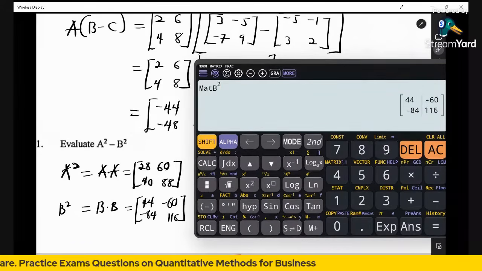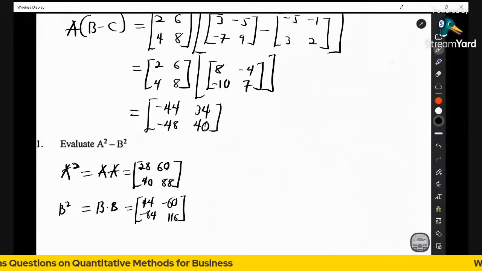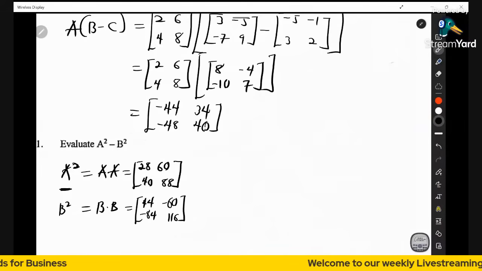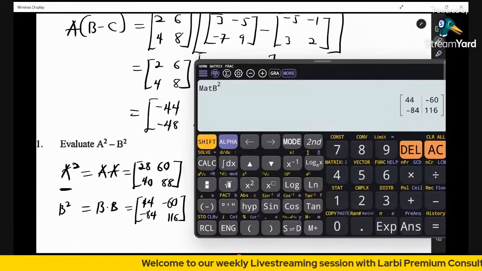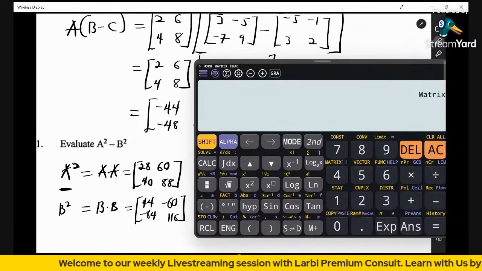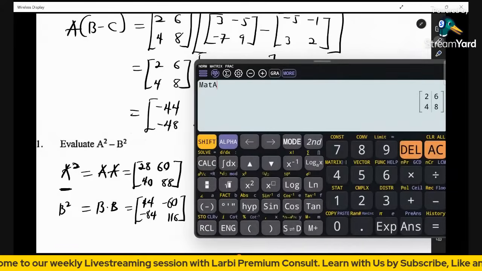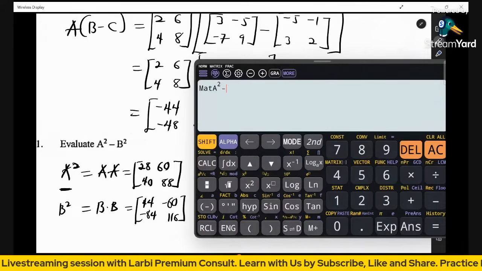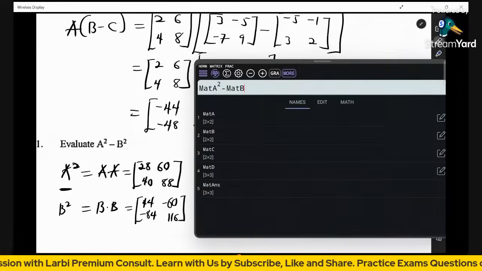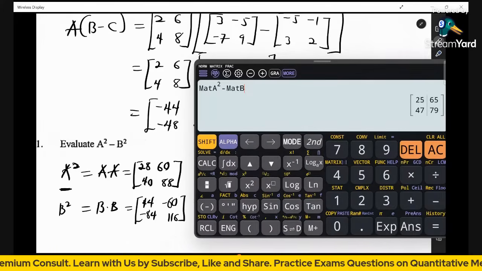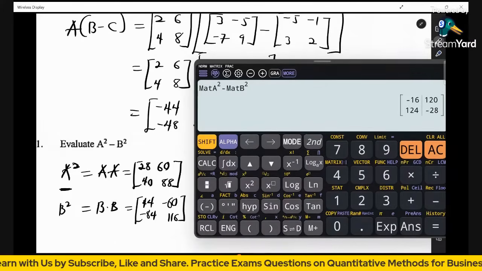You just have to take the difference between the two. So when I subtract a square and then b square, that's what you can do here. Now you can bring in all the matrix. So a square minus b square, and you are getting your final answer to be what? -16.